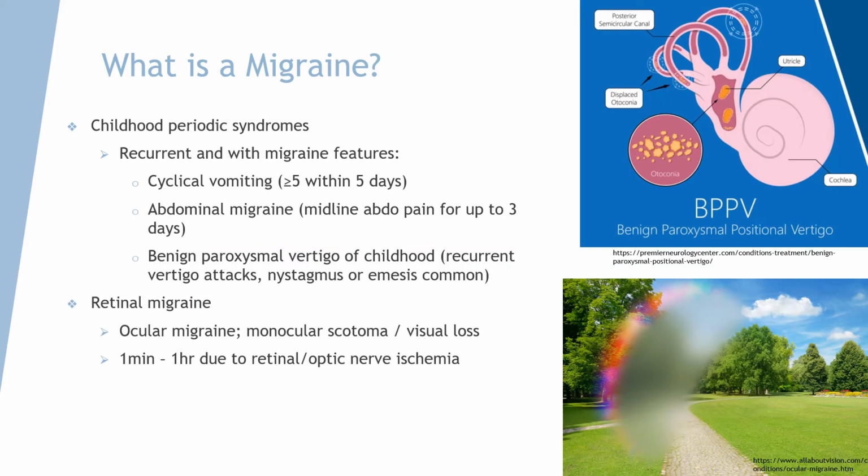There are also several periodic syndromes in childhood that can occur recurrently with migraine features. For example, cyclical vomiting would be diagnosed if a child vomits 5 or more times within 5 days and also fits the criteria for migraine. Abdominal migraine is when a child has midline abdominal pain for up to 3 days, and benign paroxysmal vertigo of childhood refers to recurrent, repeated vertigo attacks accompanied with nystagmus or emesis as well.